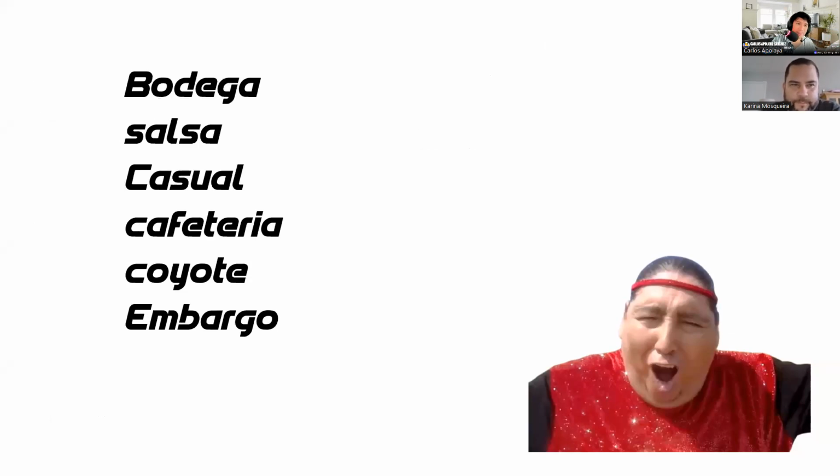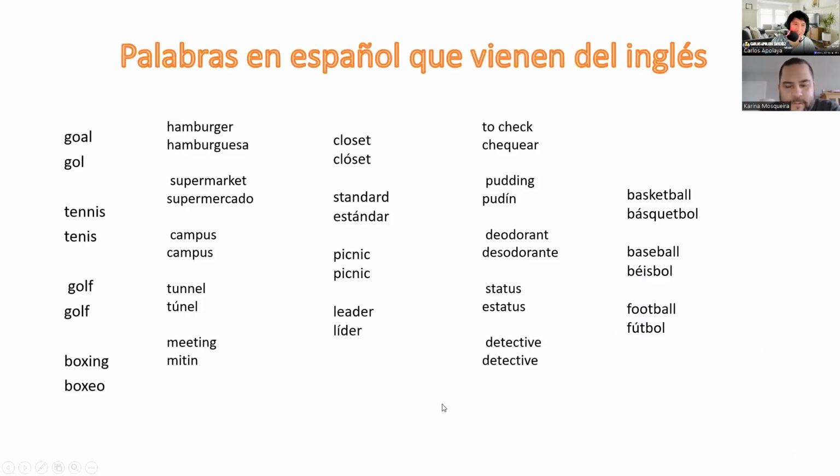Next question. Are these words in English or Spanish? Or maybe both. In Spanish, but you can use it in English too. Of course, yes. For example, bodega, salsa, casual, cafeteria, coyote, embargo. They are words in English too. So, como puedes observar, las palabras del español que vienen del inglés.